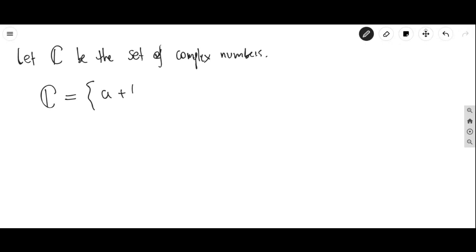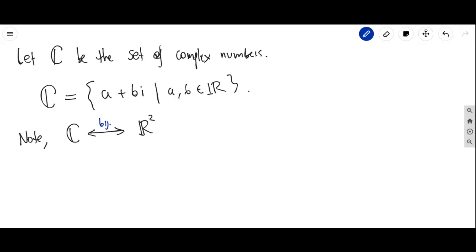We're going to do this again later on, so it makes sense to introduce it now. Let C be the set of complex numbers. As we all know, this is the set of the form a plus bi, where a and b are real. And note there is a bijection between the complex numbers and R2. It's the obvious bijection: if you have a plus bi, you map it to (a, b).